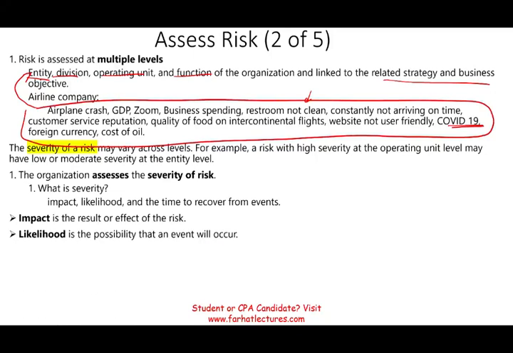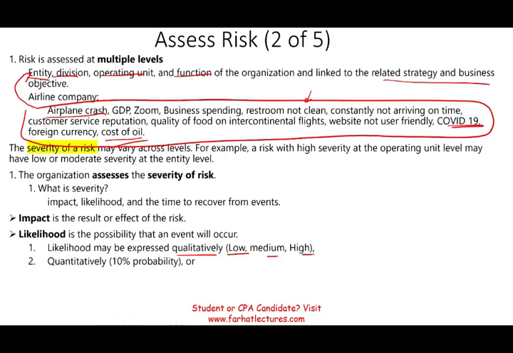Okay. The likelihood. What is the likelihood of that happening? Well, hopefully, for an airplane crash, the likelihood is 0.00001, right, of that happening. Well, the cost of oil, there's a 20% chance the cost of oil could go up. What is the likelihood? What's the possibility of that occurring? You can quantify this qualitatively, like low, medium, high, or you can put a probability on it, 10%, or frequency, every 6 months, or whatever. So the likelihood is how often it's going to happen.